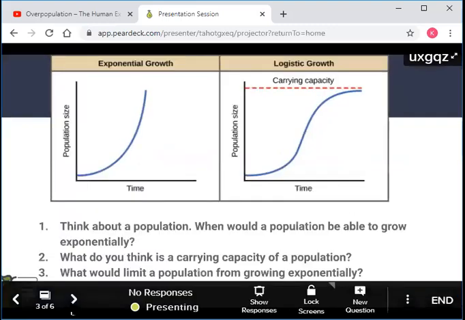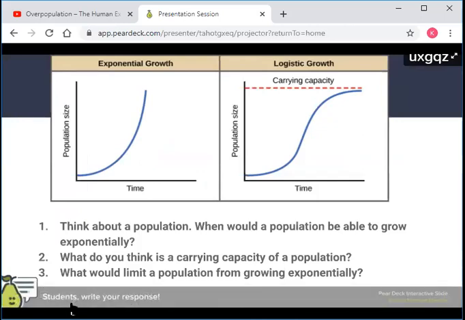The next thing we're going to talk about today is one of my favorite things, and it's population growth. I want you to look at this graph really quickly and think about a population. When would a population be able to grow exponentially, which is the chart on the left? What do you think a carrying capacity is for a population? And then why would populations stop growing exponentially?